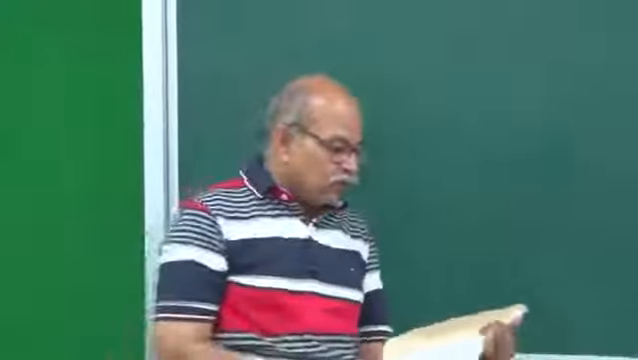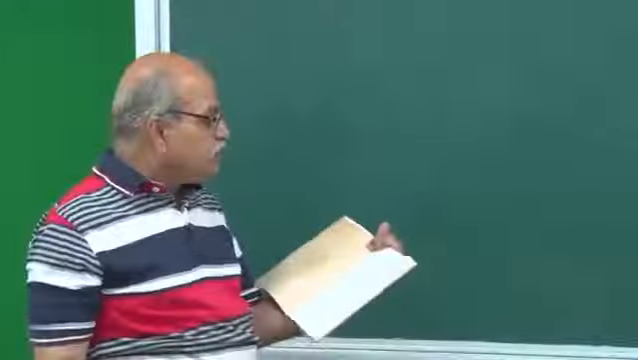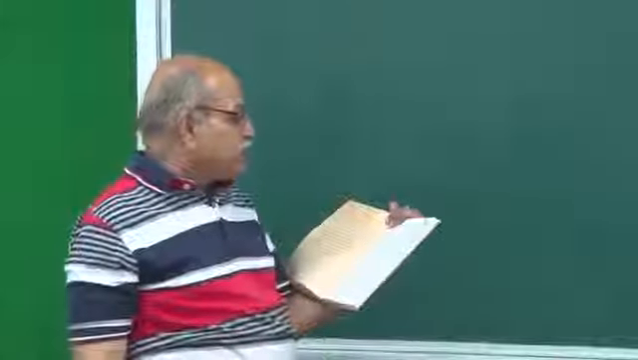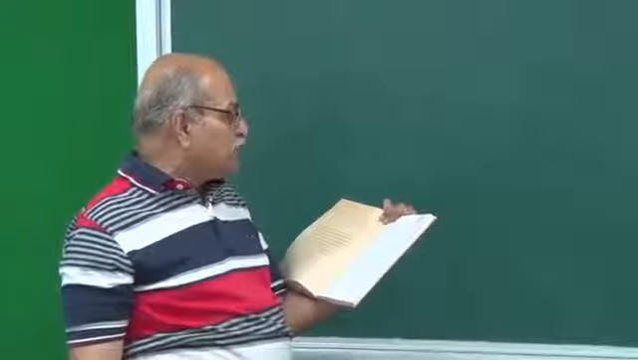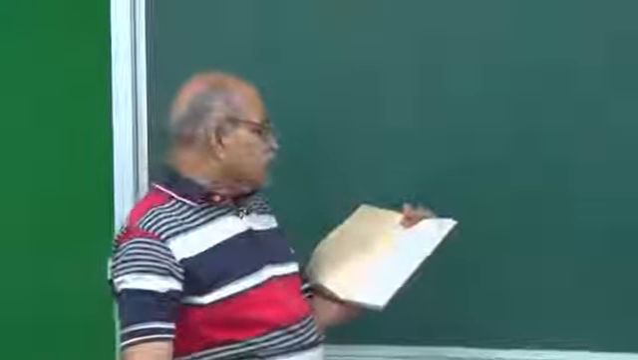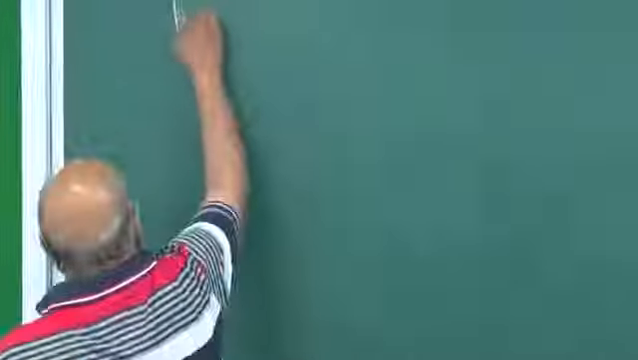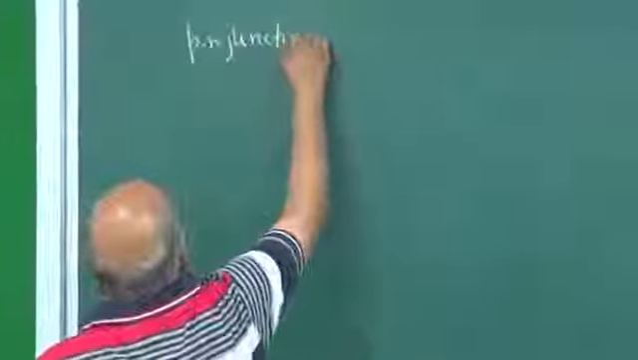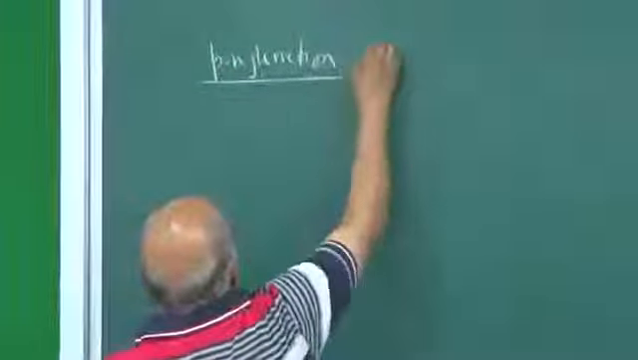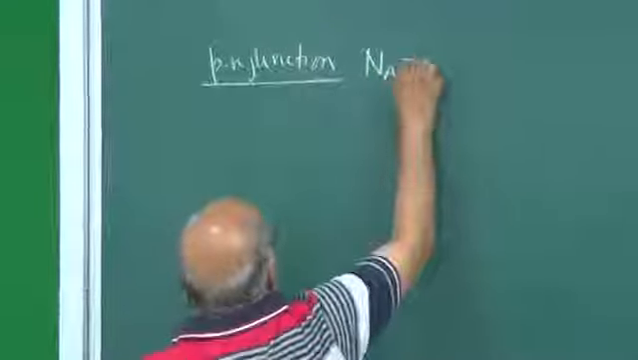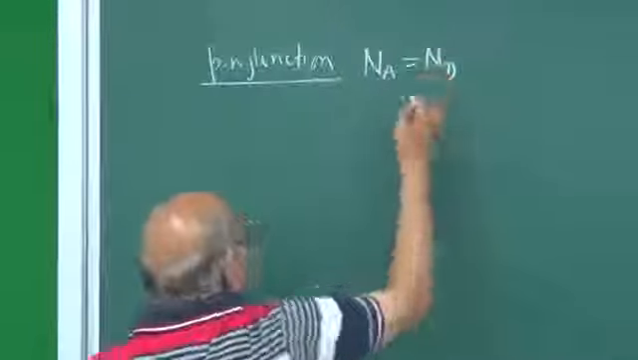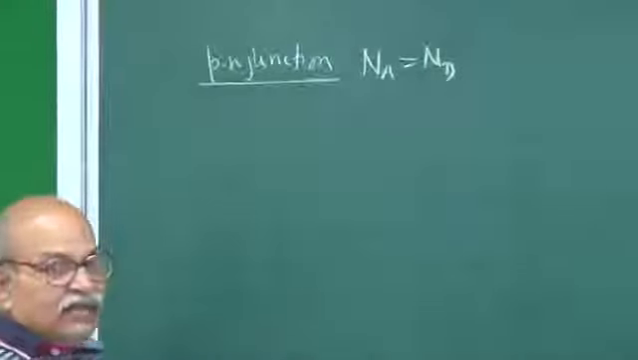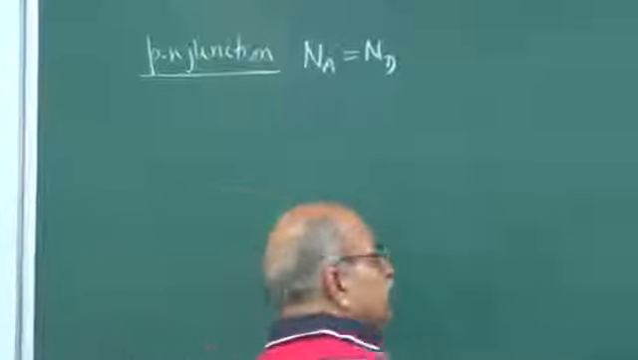Now let me do one more question, and that is on the p-n junction. It says that a p-n junction is formed by doping impurities with Na equal to Nd. So you make a p-n junction by doping impurities, and the number of acceptor impurities per centimeter cube is the same as the number of donor impurities.